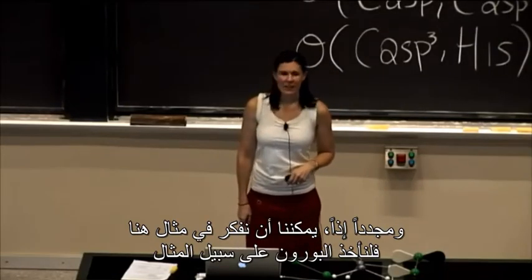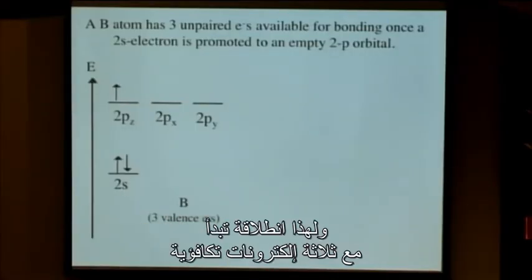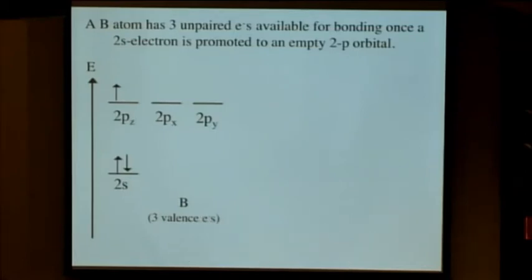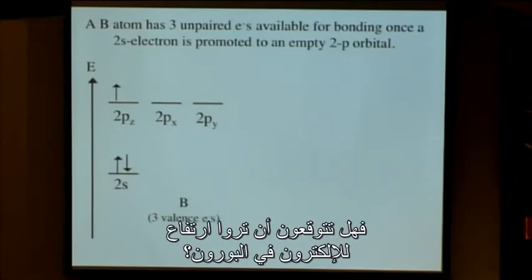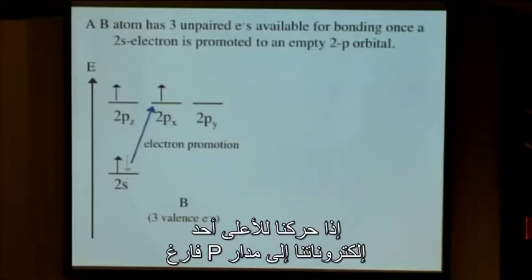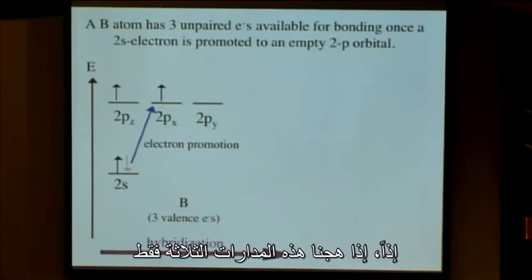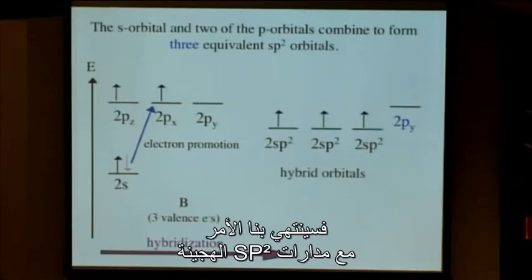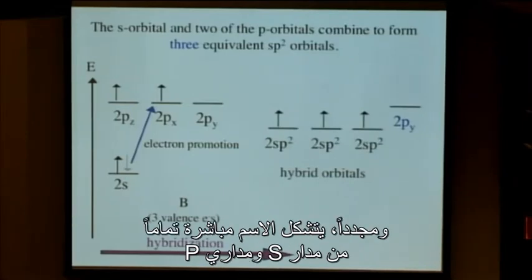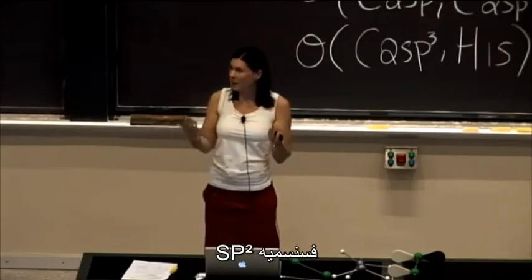So again, we can think of an example here. Let's take boron, for example, and it starts off with 3 valence electrons. Would you expect to see electron promotion for boron? Yeah, absolutely. If we move up one of our electrons into an empty p orbital, we're going to see that now we have 3 unpaired electrons that are ready for bonding. So if we hybridize just these 3 orbitals, we're going to end up with our sp2 hybrid orbitals. Again, the name is very straightforward. It comes from 1 s and 2 p orbitals, so it will be sp2.